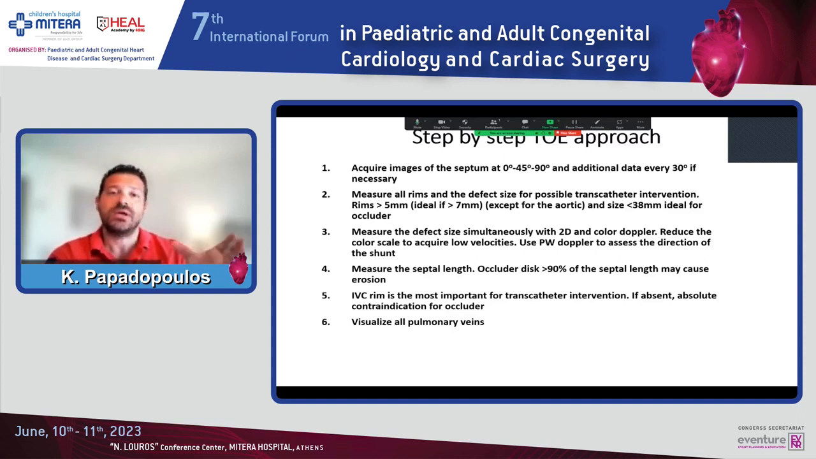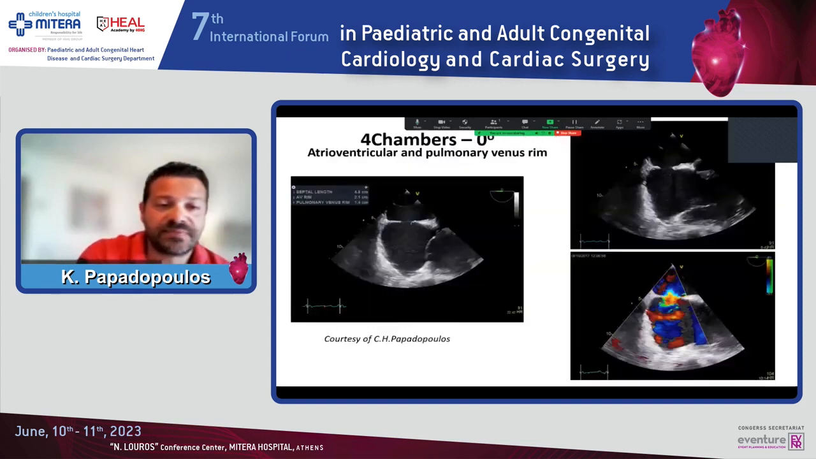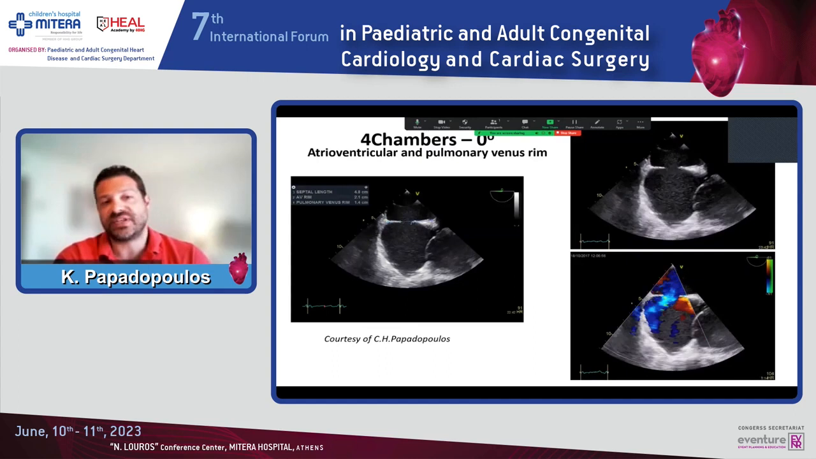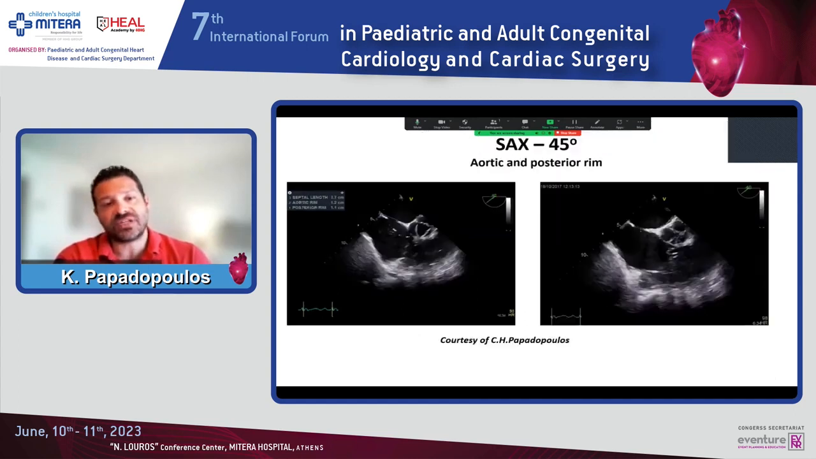We measure the rims, we have 6 rims. The rims should be ideally more than 7 millimeters, or at least more than 5, except for the aortic rim. We don't care about the aortic rim. And of course, we have to check pulse wave Doppler for the direction of the flow. And we have to check the pulmonary veins and if the IVC rim is present. We start from 0 degrees. We have the atrioventricular rim and the pulmonary venous rim.